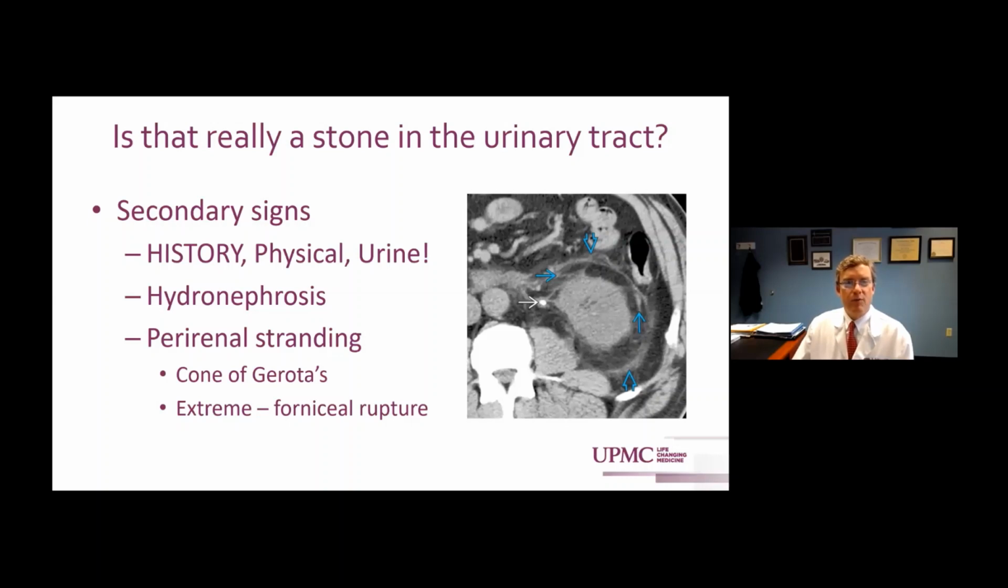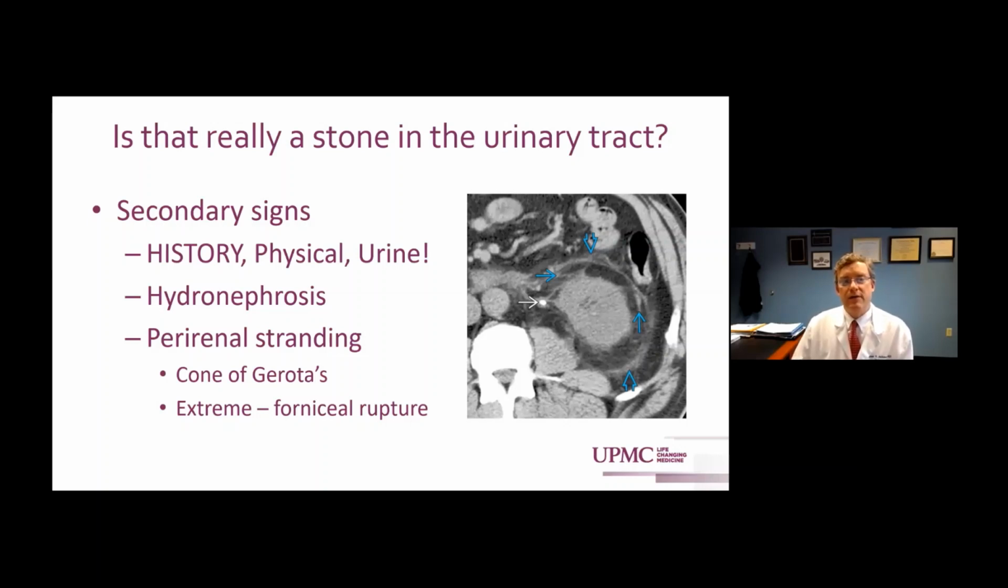So quickly, a couple of secondary signs to think about. I wanted to point out that the most important secondary sign, I believe, is really the history and the physical and the urine, not the things on the imaging. It's always your pretest probability for a stone that makes you say, is that stone in the tract? If they don't have a history or physical or urine that you think is a stone, then it probably isn't. And if they do, then it probably is.